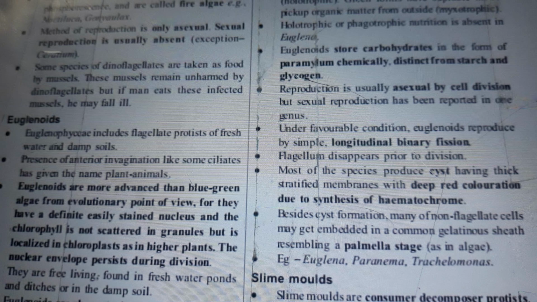Euglenoids store carbohydrates in the form of paramylon, chemically distinct from starch and glycogen. Reproduction is usually asexual by cell division, but sexual reproduction has been reported in one genus. Under favorable condition, euglenoids reproduce by simple longitudinal binary fission. Flagellum disappears prior to division.